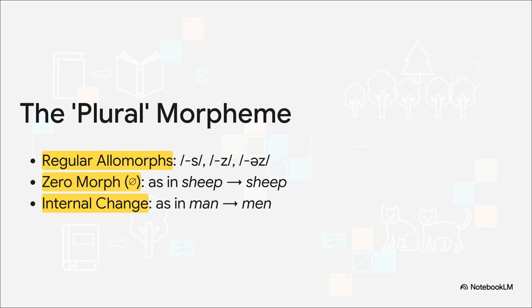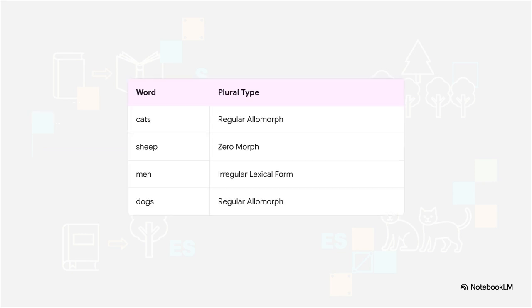So here's the complete picture. You start with the abstract idea, the morpheme, of plural, and it can show up in a few ways. It's got its three regular allomorphs that follow sound rules, and then you've got the special cases, the invisible zeromorph for words like sheep, and the totally separate forms for irregulars like men. Okay, let's do a quick check to see if it all makes sense. Cats and dogs, well, those use our regular allomorphs. Sheep, that's our fascinating zeromorph. And men, that's an irregular form we just have to memorize. See? It all fits together.